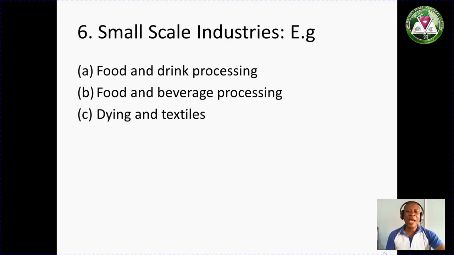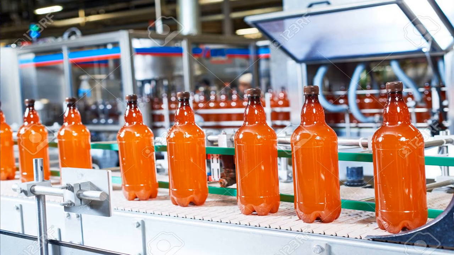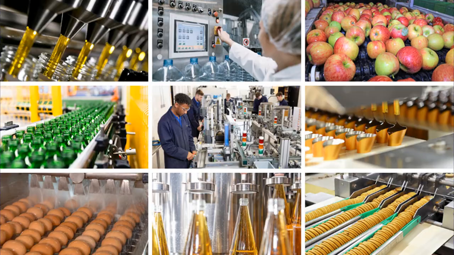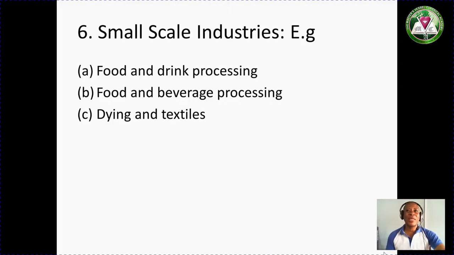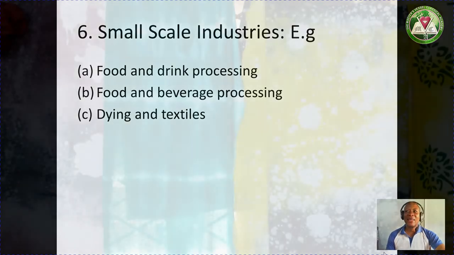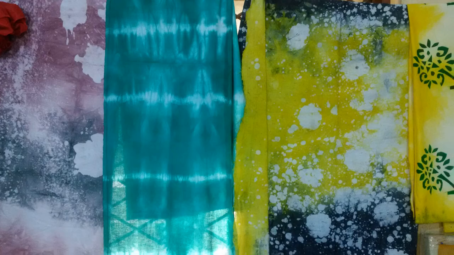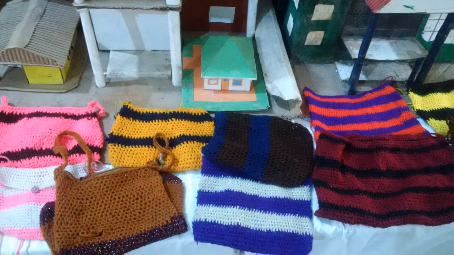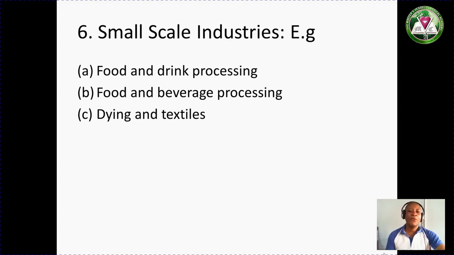So, small-scale industries include food and drink processing industries, food and beverage processing, dyeing and textile. Let me repeat. I said small-scale industries include food and drink processing, food and beverage processing, dyeing and textiles. These are some of the areas that fall under small-scale industries.